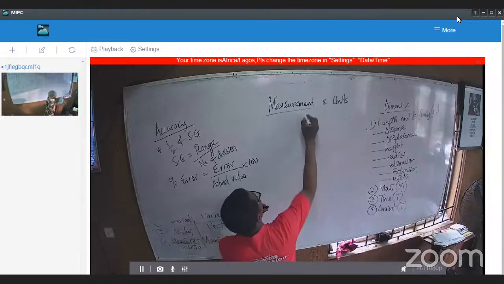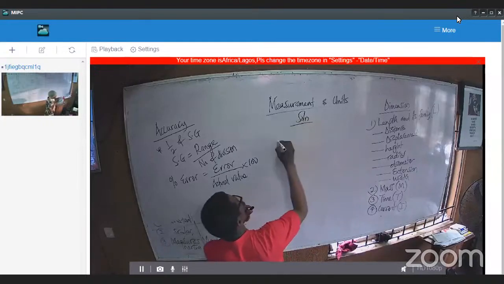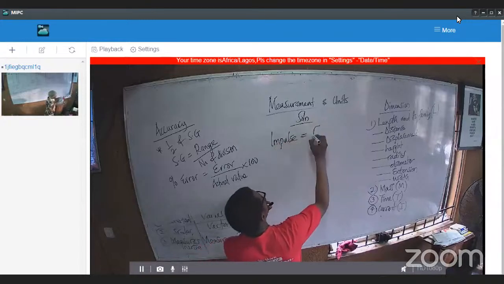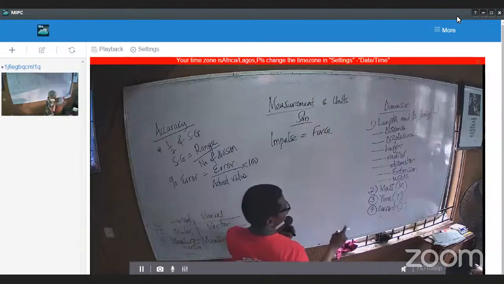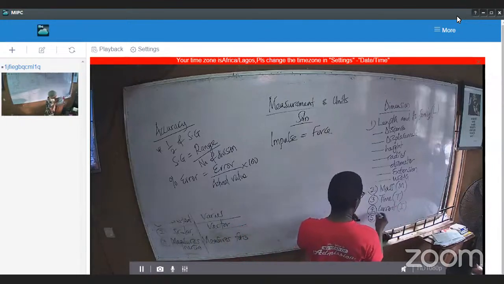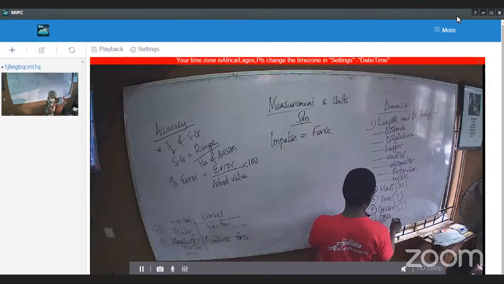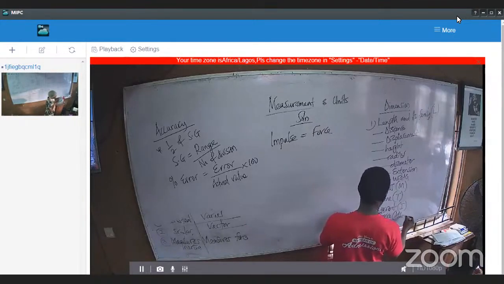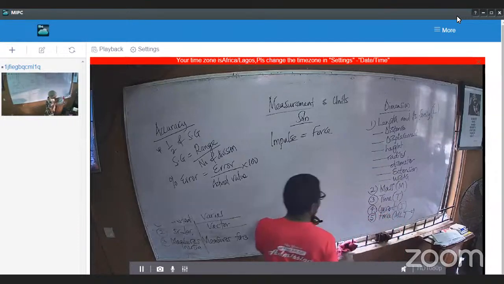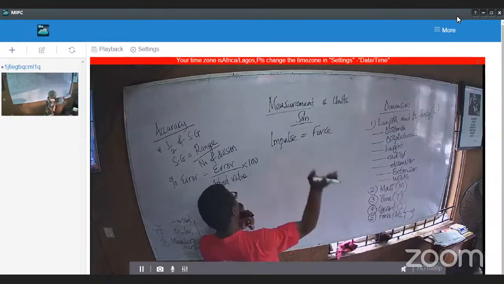Solution. So impulse is force times time. I wanted to add one here for you, all of you under that dimension, please. Number 5, and that's force. And that one is always common. Force is MLT minus 2. That one is the commonest.